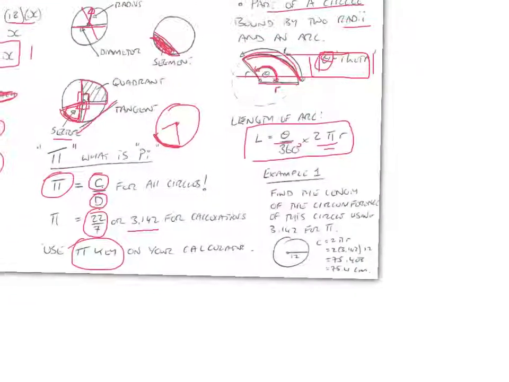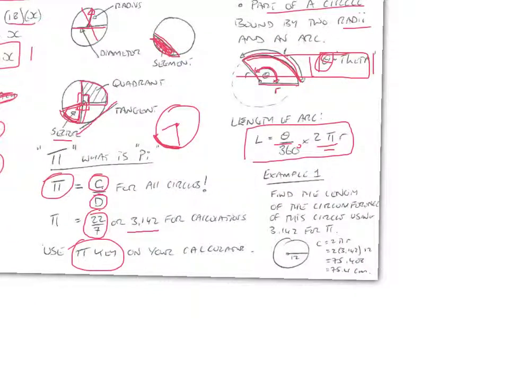So, for example, find the length of the circumference of this circle using 3.142 for pi. Well, here we have to find the length of the circumference. The circumference of a circle is given by the formula c is equal to 2 pi r. So that's equal to 2 by 3.142 by 12. It's equal to 75.4 centimetres.